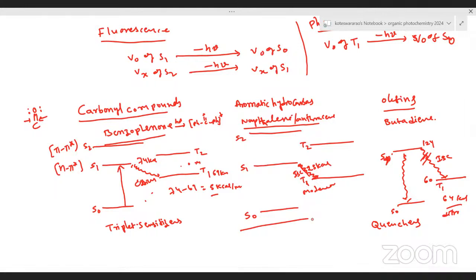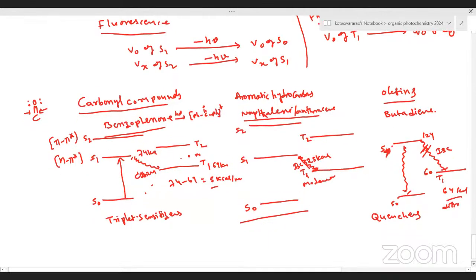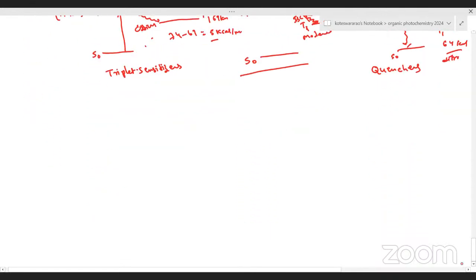Photosensitization and triplet energy transfer. What is photosensitization? Photosensitization is exciting the molecule. Suppose a carbonyl compound is there, it can easily undergo excitation whenever we irradiate it. But some molecules do not get excited even though we irradiate them with light. In such a case, we irradiate the carbonyl compound.